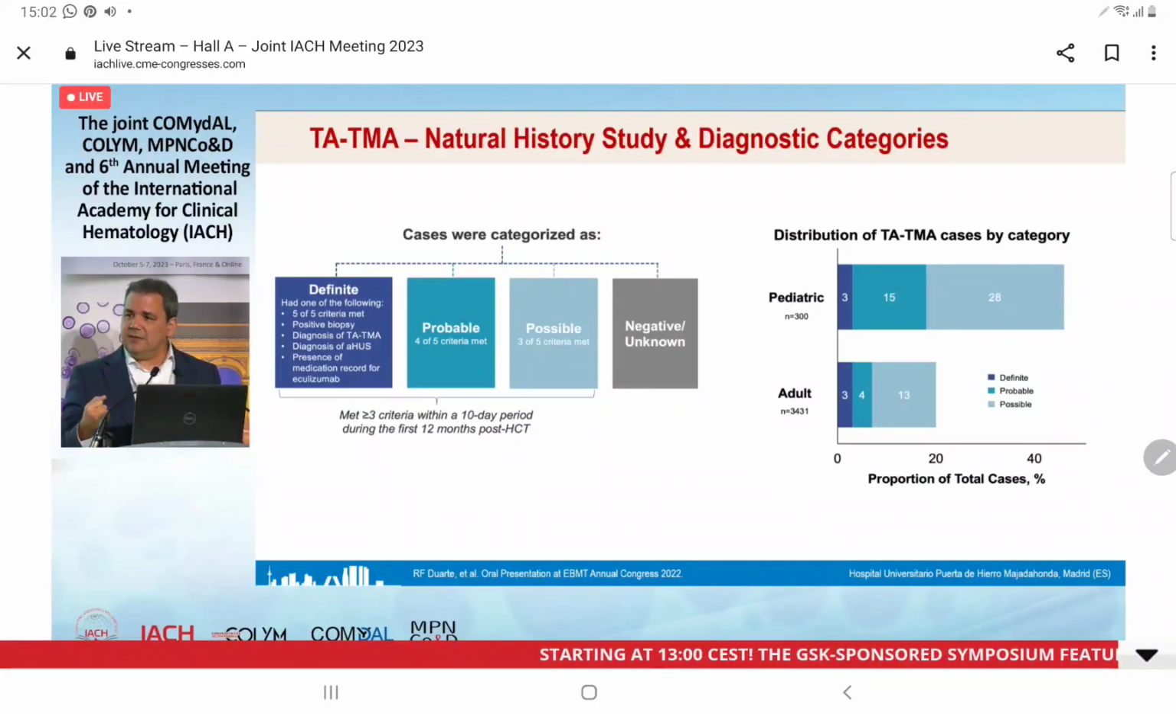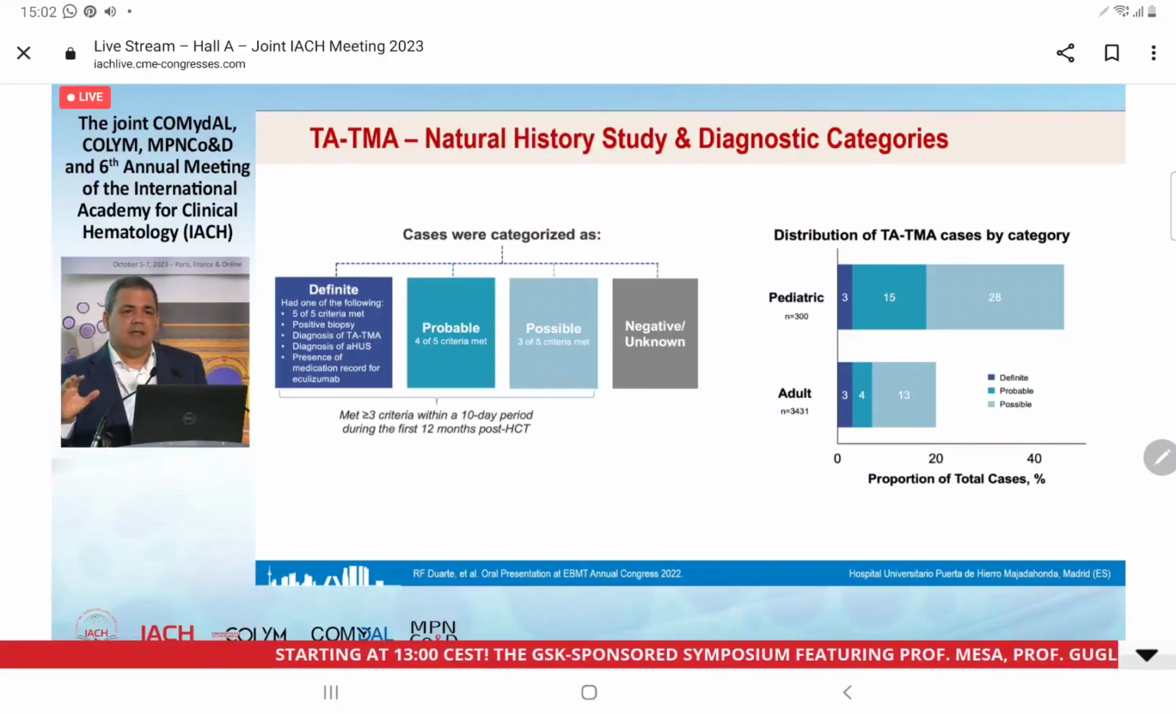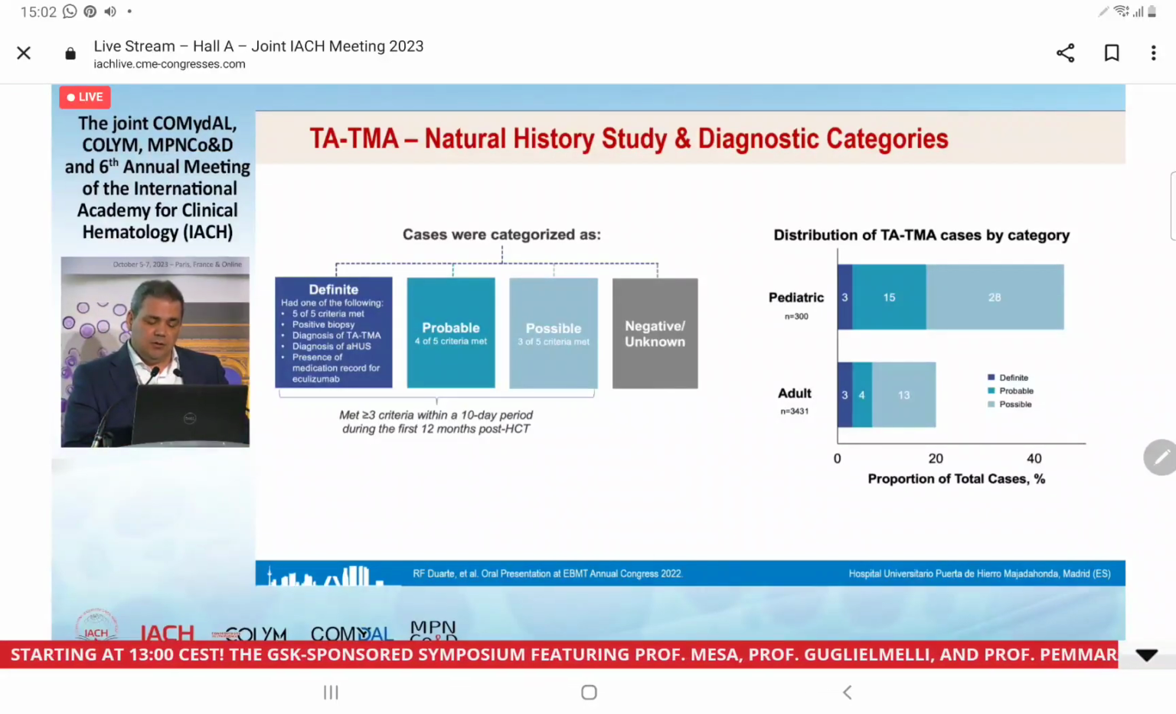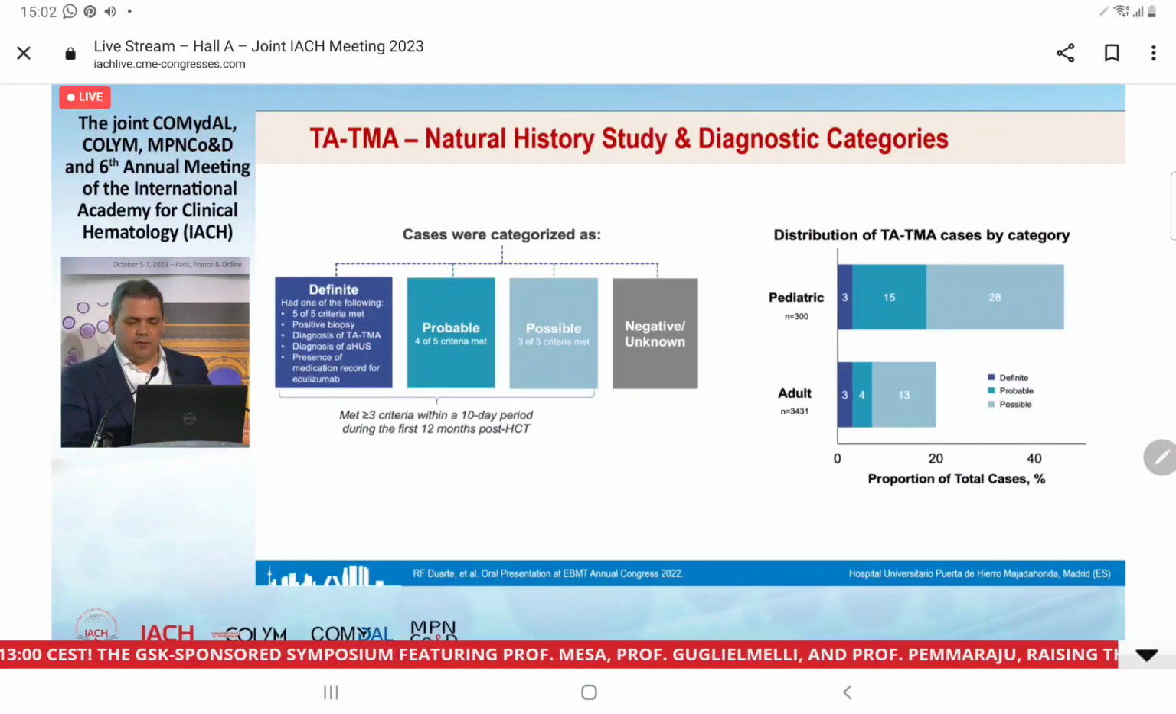There needs to be something that tells us this is a bona fide disease for sure, and something that is probable. That's a level of probability, and we see how those behave. Then we look at this: you can see this is nearly 4,000 patients, 300 pediatrics, 3,400 from 12 centers all over the world, Germany, Spain, and the US.